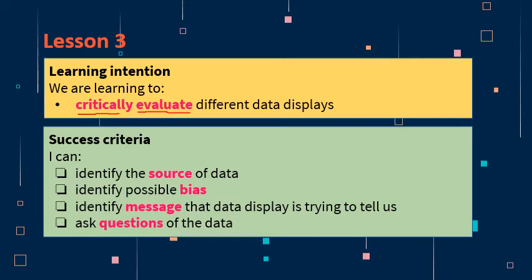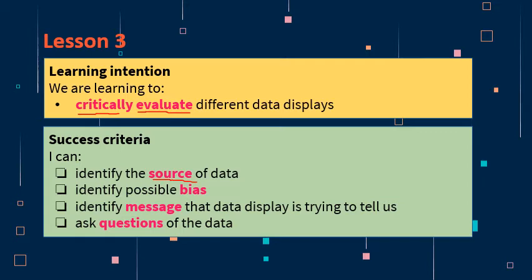To do this, we need to firstly identify the source of the data. Where does it come from? Once you've identified the source, you can maybe have a better idea of why you're seeing this data, how reliable it is, and whoever created it, what they're trying to tell you.